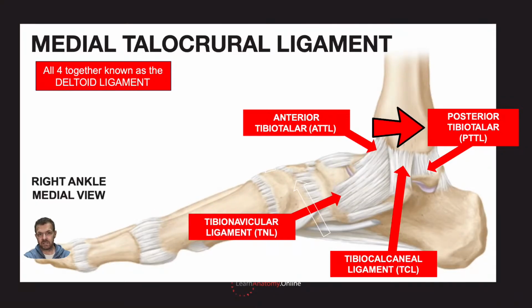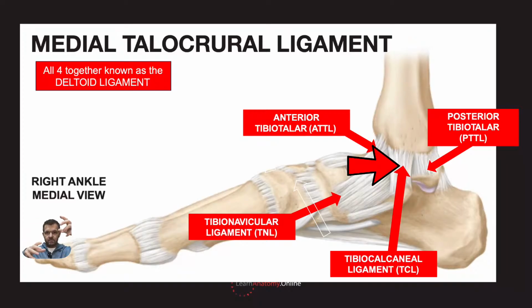Tibionavicular ligament, so tibia to the navicular bone. Tibiocalcaneal, so tibia to calcaneus, and then posterior tibiotalar, tibia to talus again, round the back this time though. So 4 ligaments in this picture, which all look nice and neat.